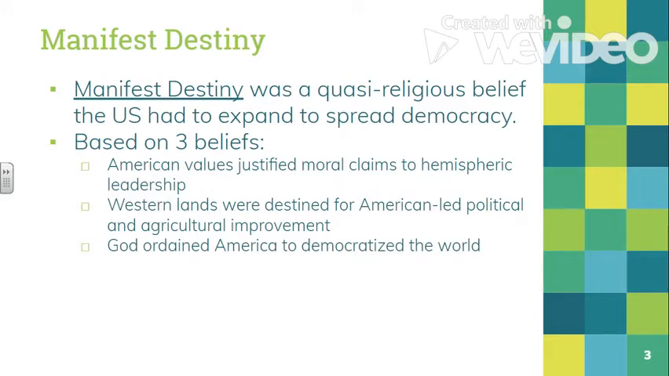So we break it down into three different roots. The first is that American values justified this moral idea that they had claims to be the leader in the Western Hemisphere. That American values were somehow superior to the rest of the Western Hemisphere, and as a nation, it needed to spread and influence the rest of this hemisphere.